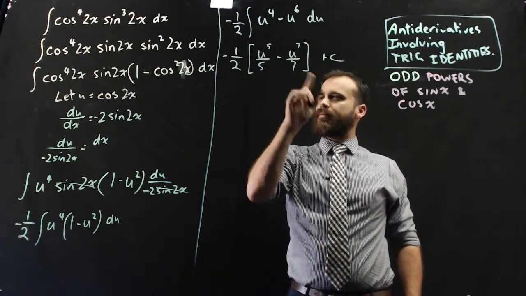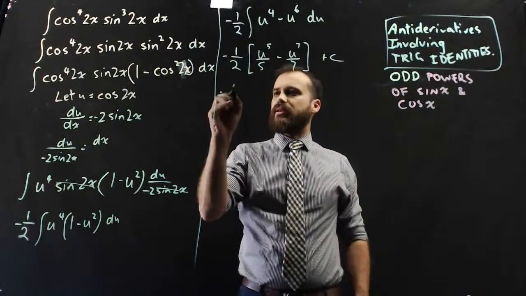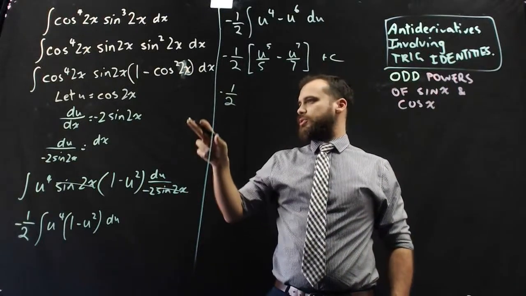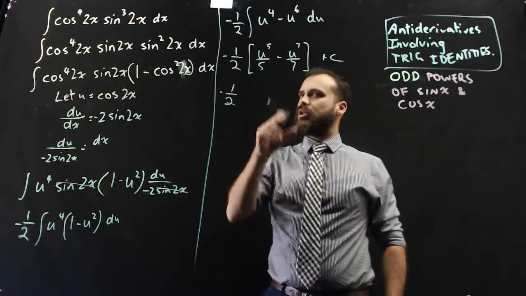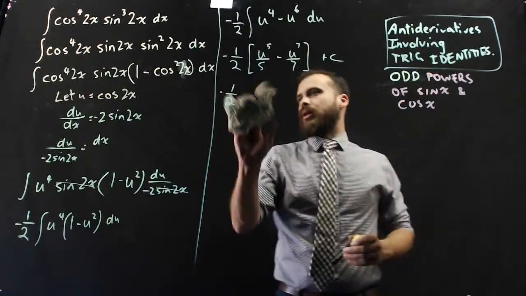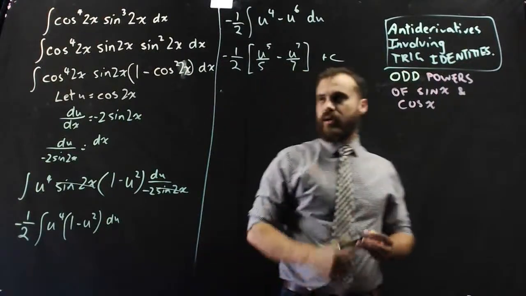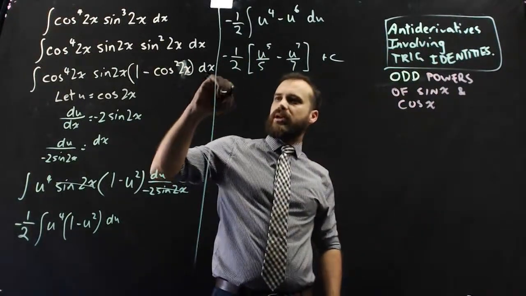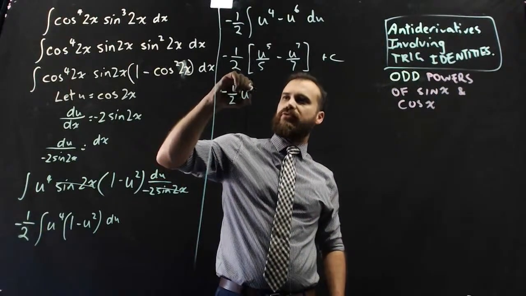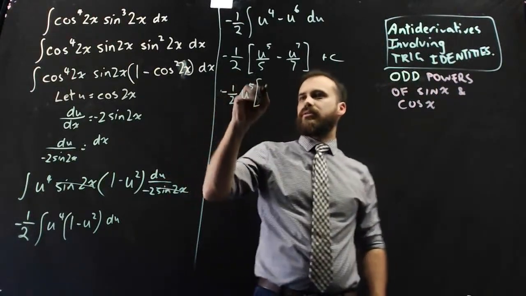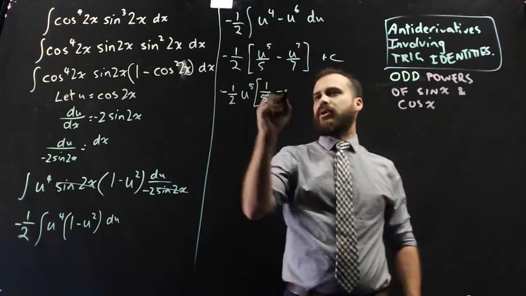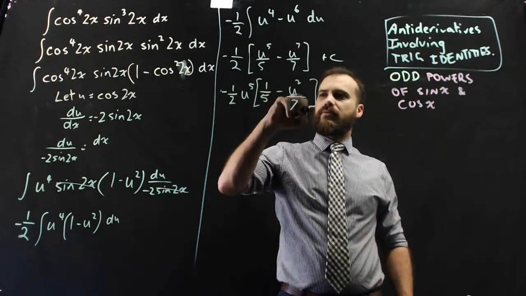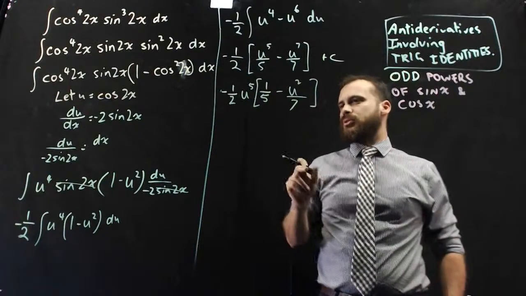Actually, no, I won't expand that yet. I'm going to bring u out as a common factor. So it's going to be negative 1/2 u to the 5 bracket 1/5 minus u squared over 7. So I'm just taking out the lowest power of u.